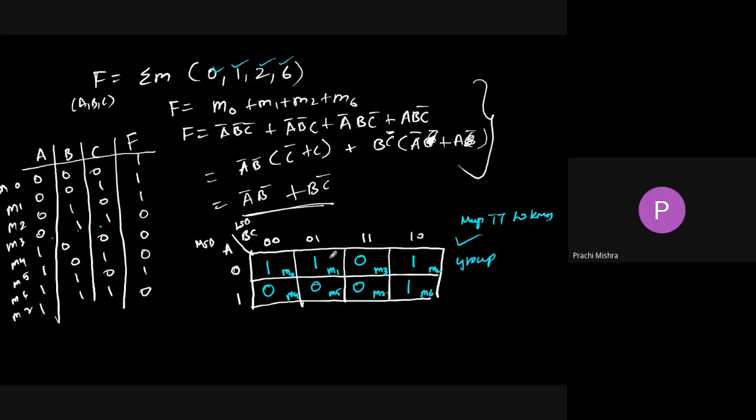Yes, sir. Yes, I can make this as a group of 2 and I can also make this as a group of 2. Okay, so this I'm taking as group 1 and this I'm taking as group number 2. Have I covered all the ones? Yes, sir. Do I require more number of groups? No, because I've covered all the ones, so I don't require another group.